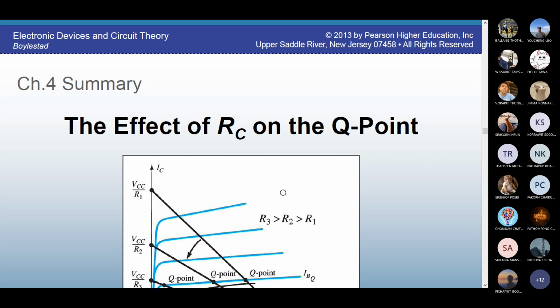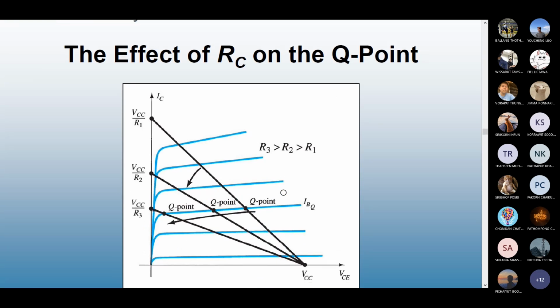What if I change RC? Keep the VCC constant, but change the value of RC. So this is VCC over RC. If you lower the RC, it means you increase the saturation current. So R3 is the highest one, R2 is the middle one, and R1 is the lowest value. R3 is greater than R2, which is greater than R1.